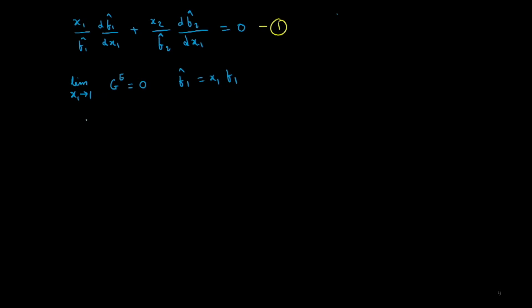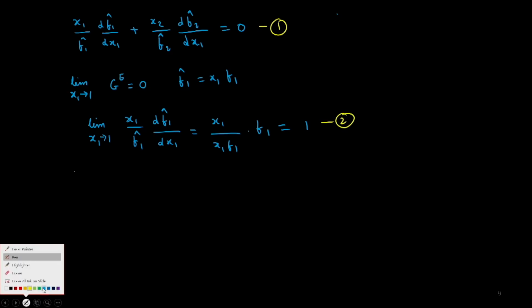When that happens, the limit as x1 goes to 1, x1 over f1 hat times d f1 hat over dx1 will be x1 by x1 f1, and the derivative of f1 hat with respect to x1 will be f1. So this value turns out to be 1. Now from 1 and 2, 1 is applicable everywhere, 2 is applicable at a particular limit.